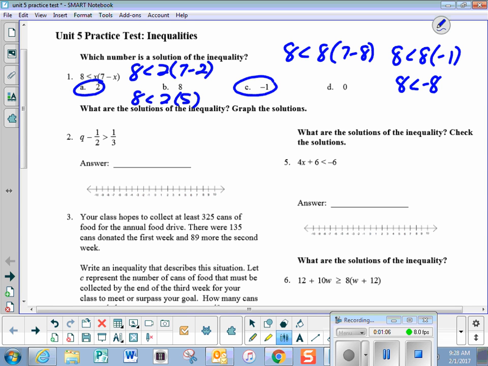correct. Number 2, to solve this inequality, I need to add a half to both sides. But since they're fractions, I need a common denominator. So I have 2/6 plus 3/6 is 5/6. So I get Q is greater than 5/6.